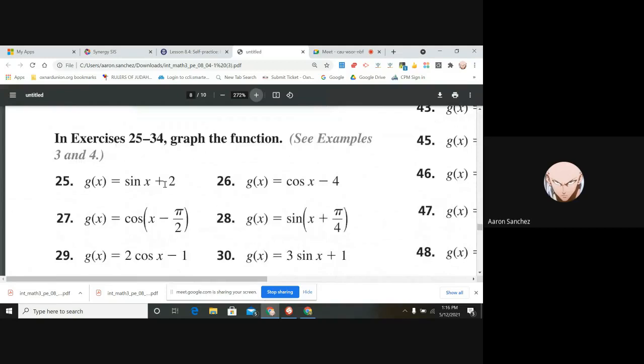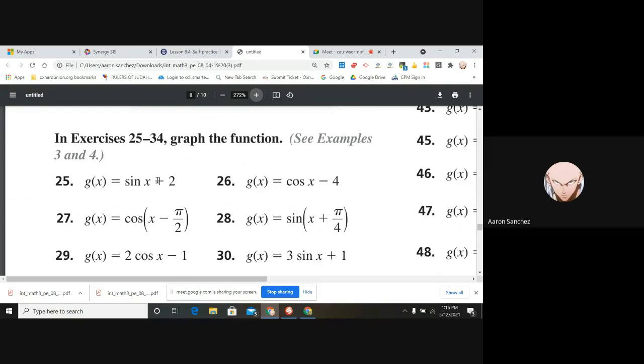Okay, now we have to do the horizontal shift. No, this is the vertical shift of +2, so that's pretty easy. Let's do the vertical shift of +2 on 25. So I'm writing it down. I am presenting, right? Okay, 25 is g of x equals sine of x minus 2.